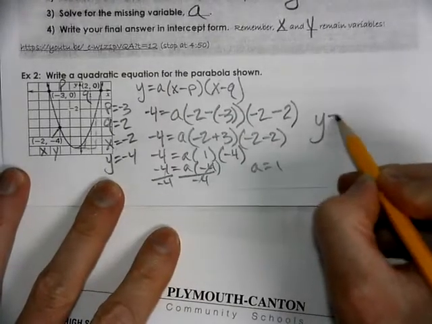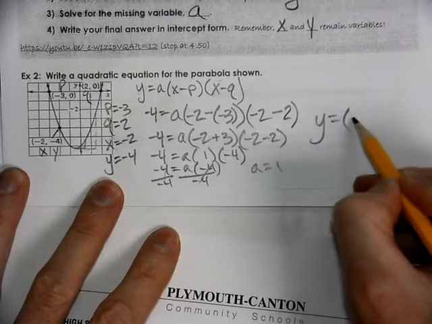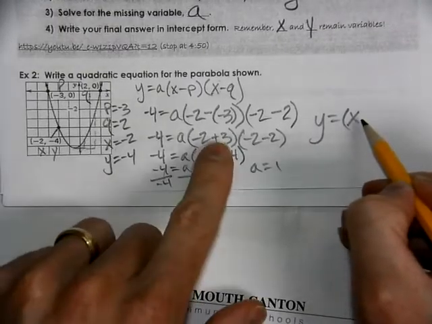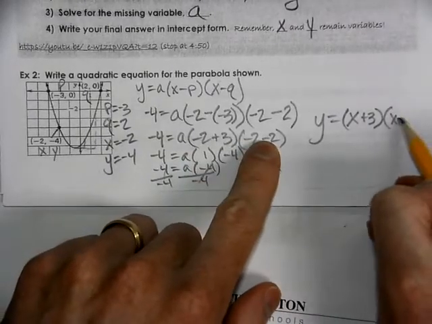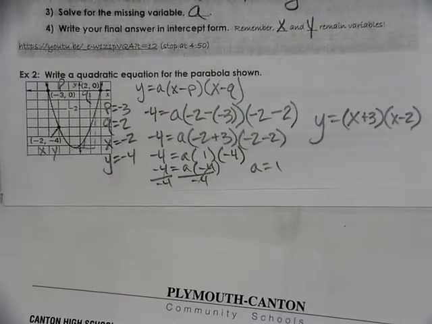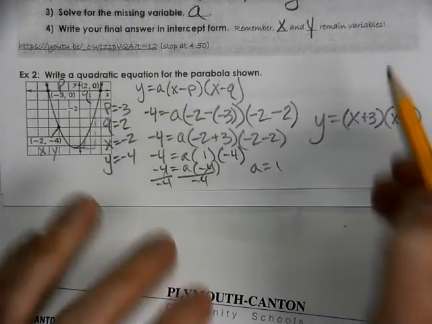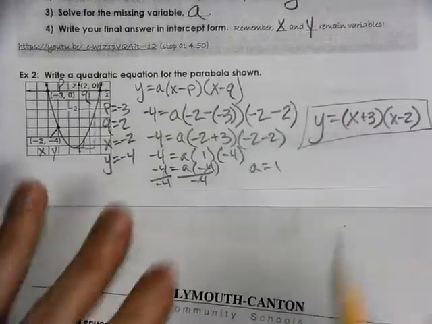So I'll write our final equation as x plus 3 and x minus 2. The a value is 1. We don't need to necessarily write a 1 for the a value.